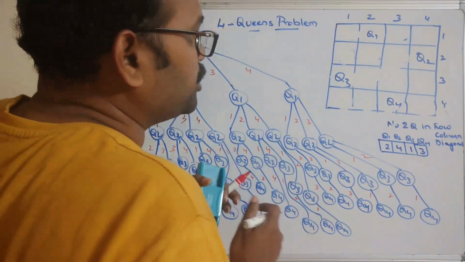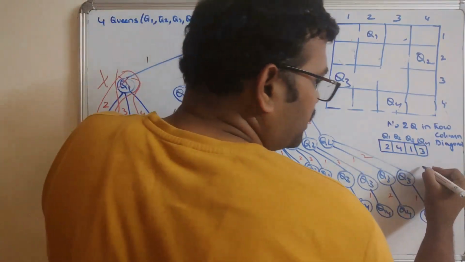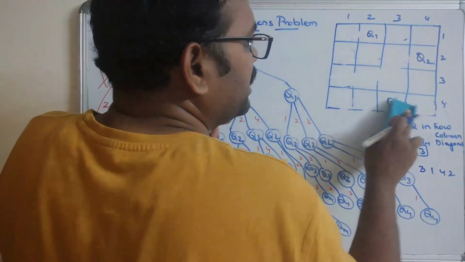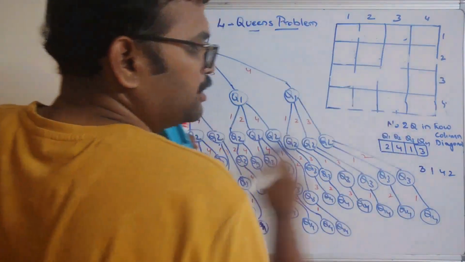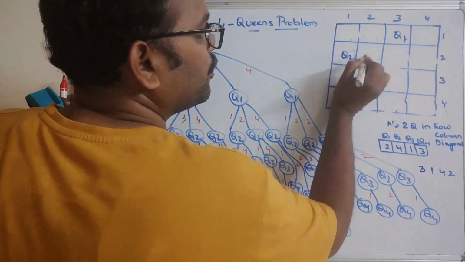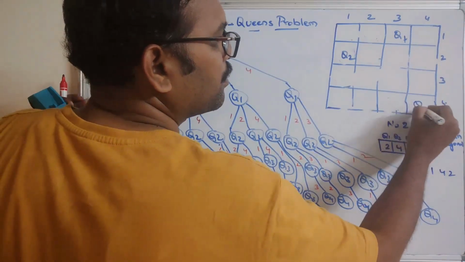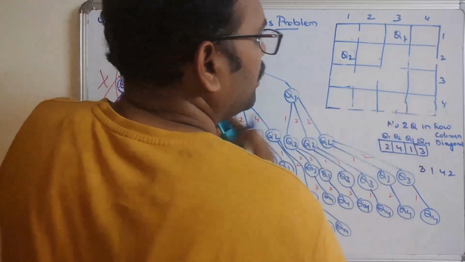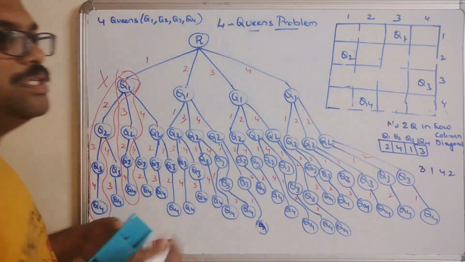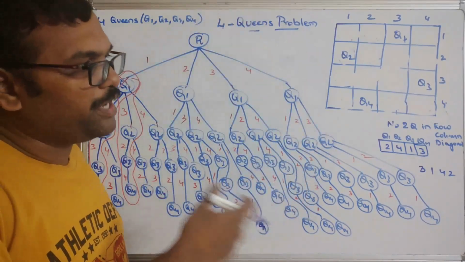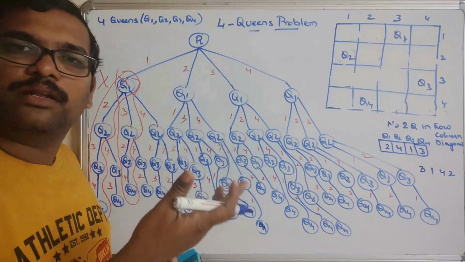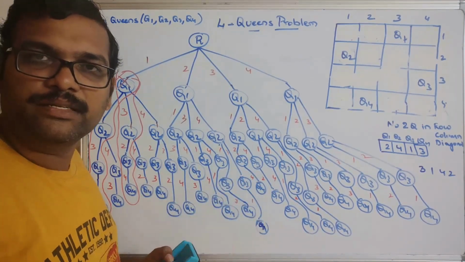So we will see one more possible path. Just a reflection: 3, 1, 4, 2. Right? So let us check the reflection, mirroring. Placing Q1 in 3, Q2 in 1, Q3 in 4, next Q4 in 2. So this is also one possible solution. Here also we didn't get any attacking mode. We have placed the queens so that there is no attacking mode for all the queens.